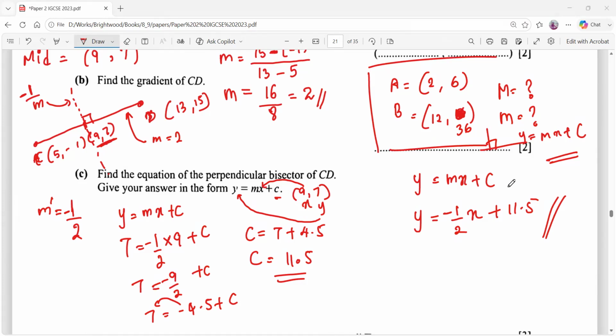Okay, the two coordinates are 2, 6 and 12, 36. You have to follow those two coordinates. I write on a separate page. The first coordinate is 2, 6, and the second one is 12, 36.